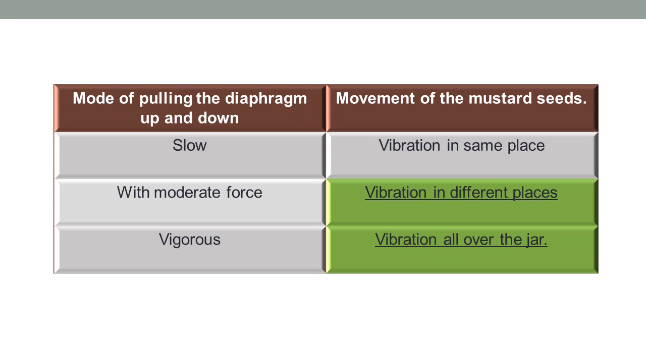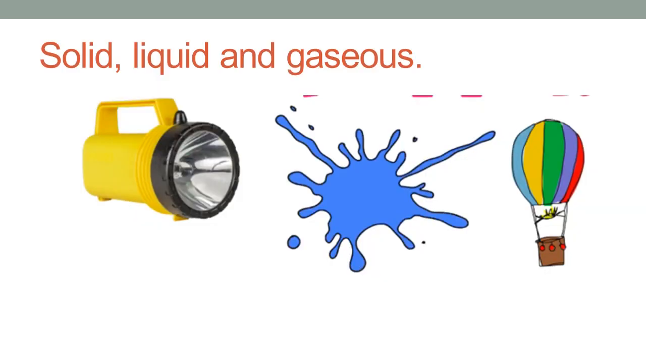up and down. Okay, so first when we pull the diaphragm slowly, then the vibration happens in the same places. When we pull with moderate force, the vibration happens in different places. And while pulling vigorously, means very great speed, the vibration happens all over the jar. So these were the observations of this activity.